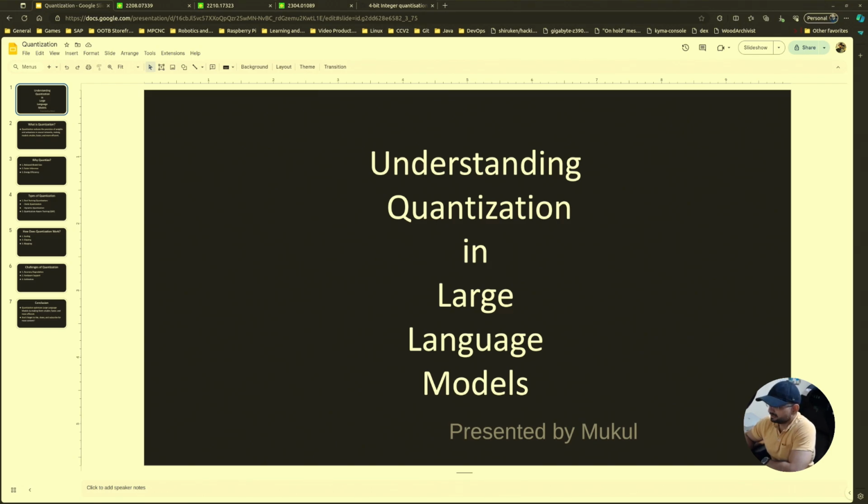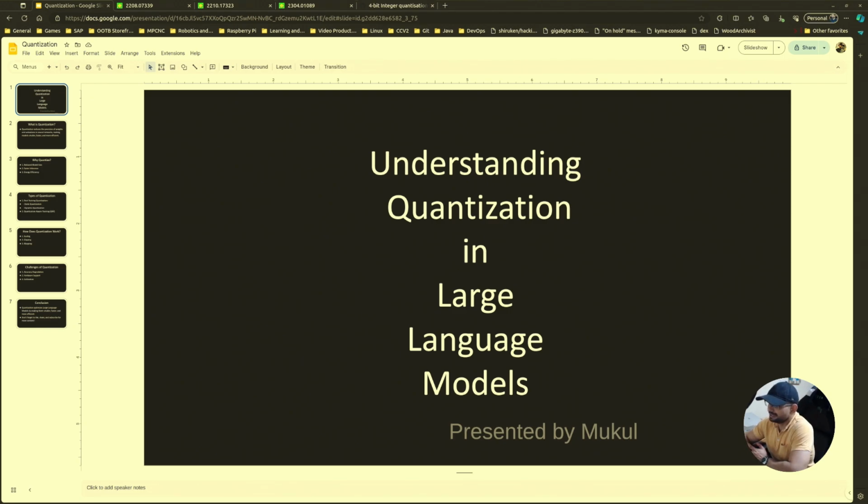Quantization is the method that is used to make large AI models smaller and faster. So imagine you have a big heavy suitcase full of clothes and you want to make it lighter without removing anything important from your suitcase. So quantization is like folding these clothes more neatly to save space and make the suitcase easier to carry.